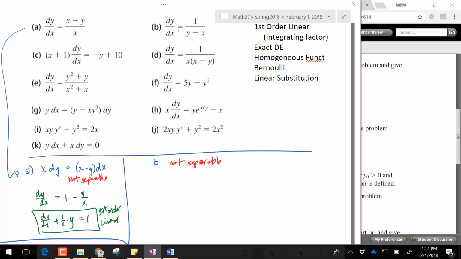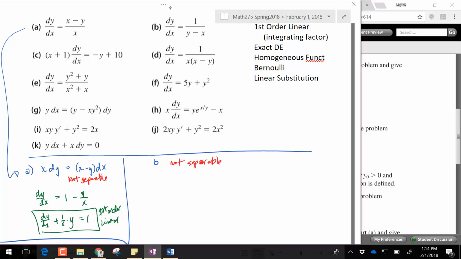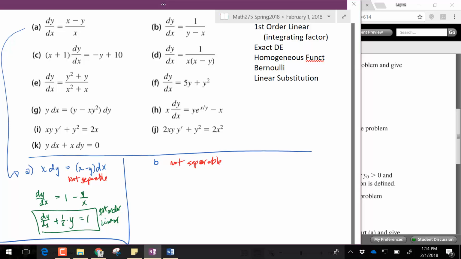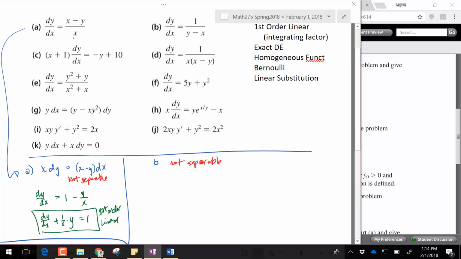We could. So what we're saying here is possibly say dx/dy is equal to y minus x, and then solve for this like x is a function of y.